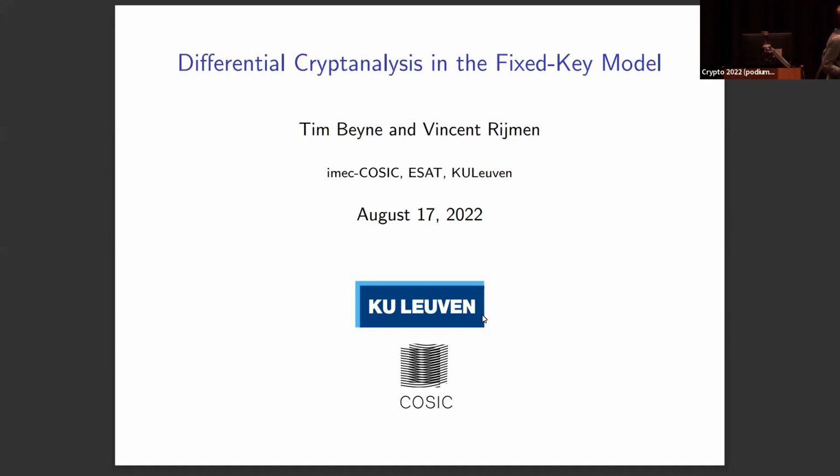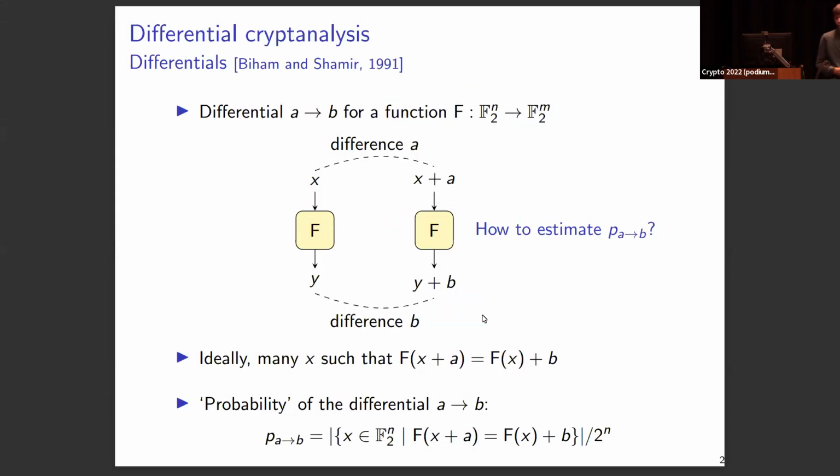So, like Maria just said, this talk is about differential cryptanalysis in the fixed key model. I think the people who go to this session probably have some idea what differential cryptanalysis is, but it doesn't hurt to quickly review it. We have a function f, and we take an input x, add some difference a to it, and see if the output pair has a certain difference b.